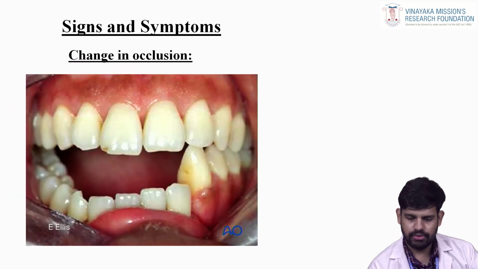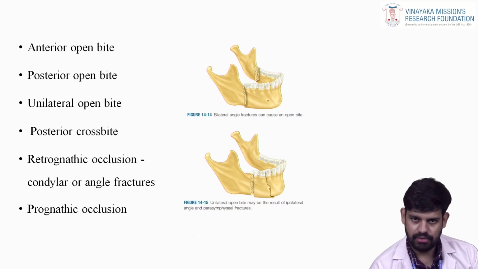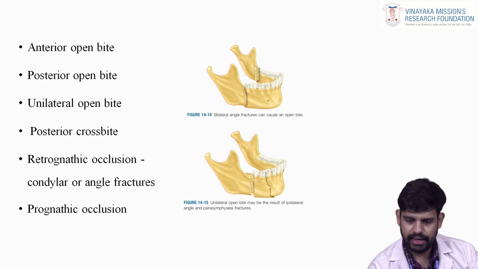And coming to change in occlusion, see there is a parasymphysis fracture on the left side. The fractured fragment is pulled up by the muscle, so it makes a premature contact with the maxillary teeth, thereby leading to the open bite on the contralateral side, that is on the right side. So anterior open bite, when do we see anterior open bite? When there is a bilateral angle fracture or a maxillary fracture, when it gets fractured and pushed down, it causes posterior gagging. Both the posterior teeth will be in contact, and the anterior segment will be an open bite.